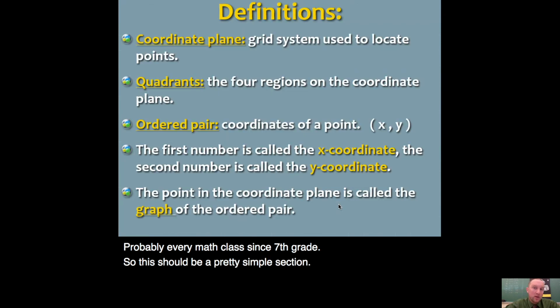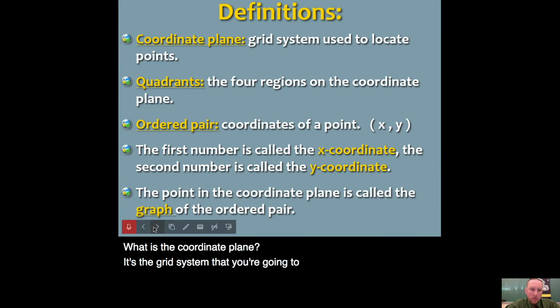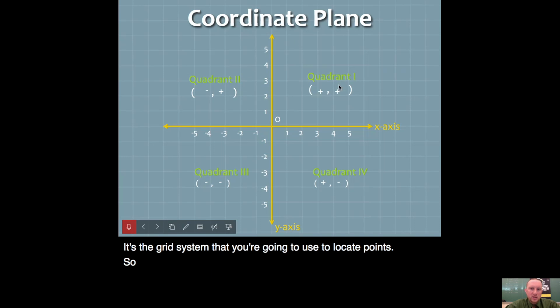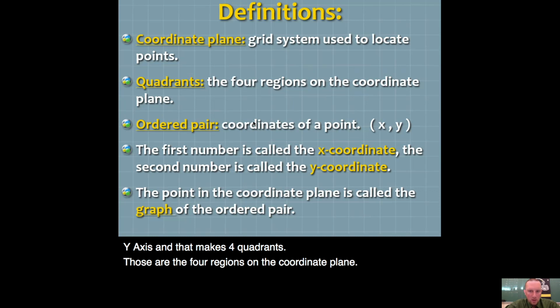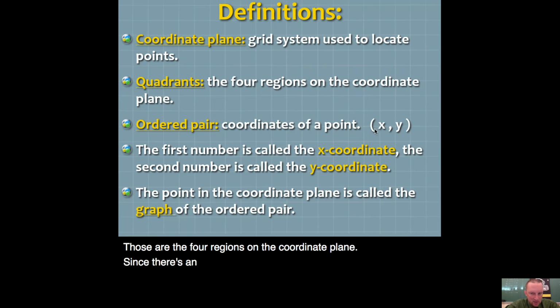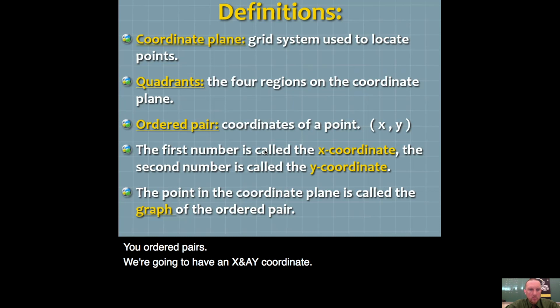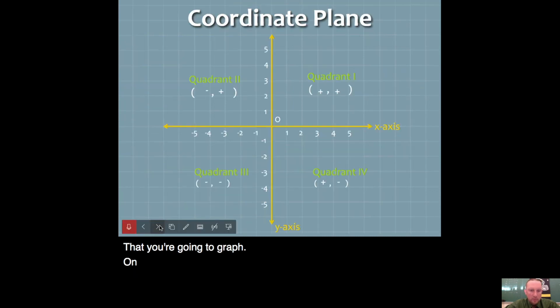What is the coordinate plane? Well, it's the grid system that you're going to use to locate points. So for example, this is your coordinate plane. You have an x-axis and a y-axis, and that makes 4 quadrants. Those are the 4 regions on the coordinate plane. Since there's an x and a y-axis, your ordered pairs are going to have an x and a y coordinate that you're going to graph on the coordinate plane.